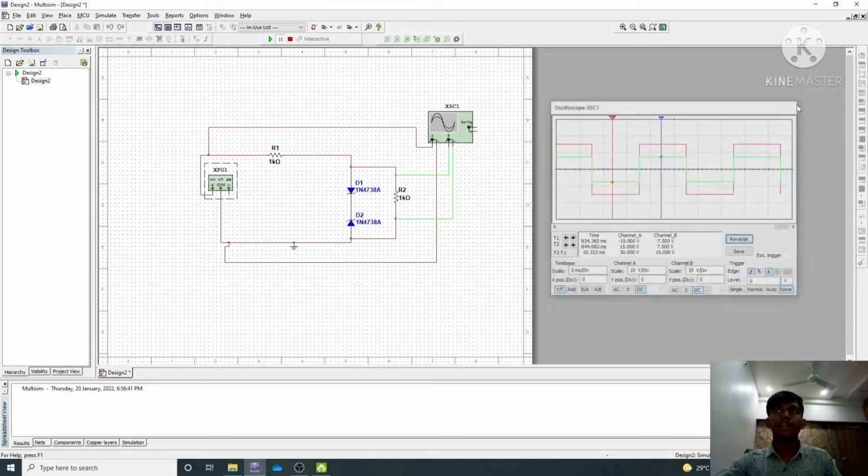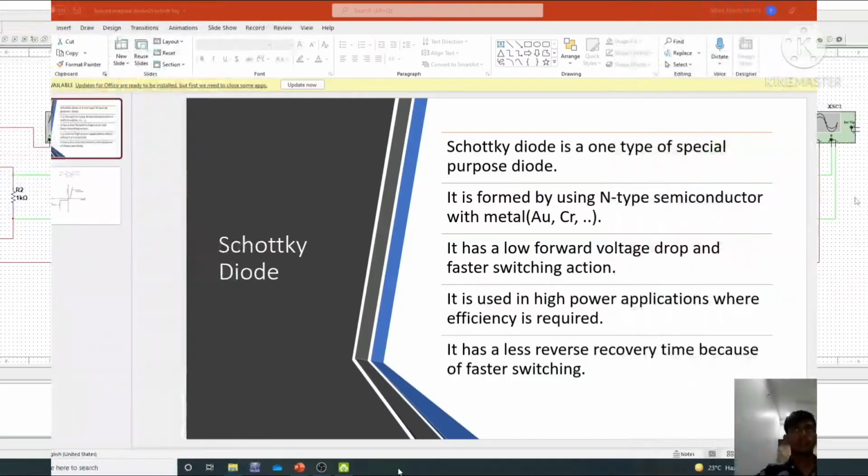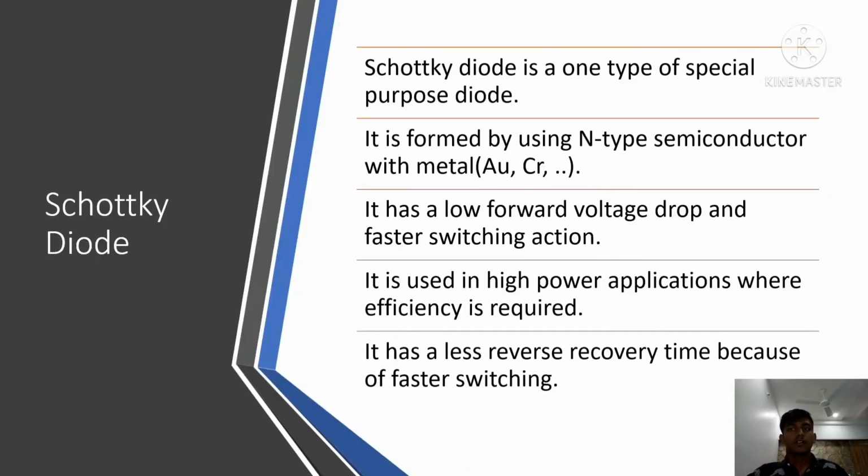So by that we can say this waveform clipper will work for all three types of waveform, which are sinusoidal waveform, triangular waveform, and square waveform. So that's all about the practical application of Zener diode. Now we will talk about Schottky diode.